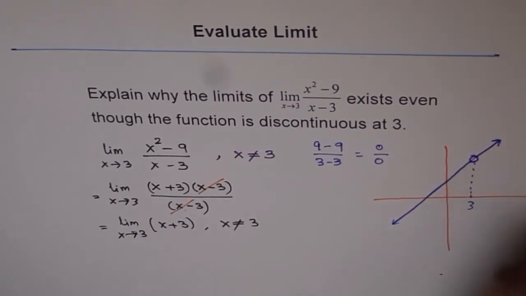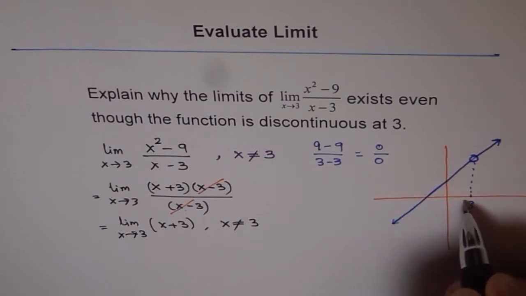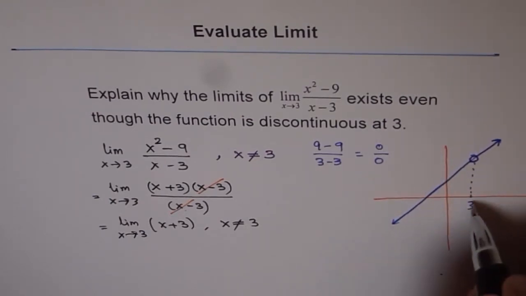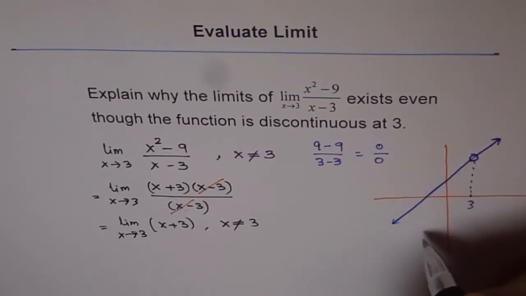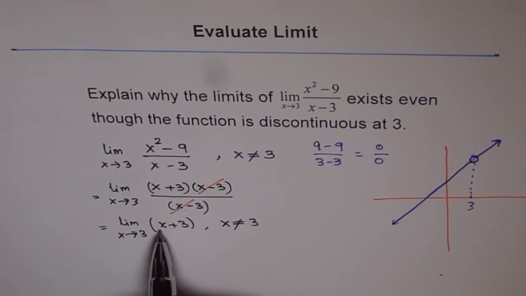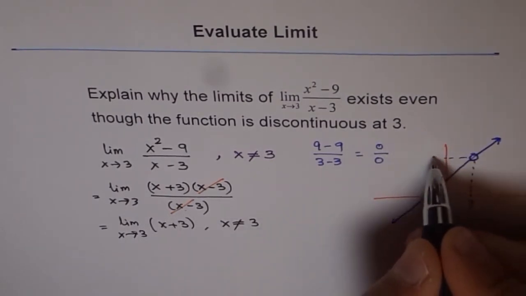Now the question is, can you find the limit of this function? If you approach from the left side, close to 3, which point do you approach? You approach this point. If you approach from the right side, you again approach this point. What is the value of this point? If you plug in x equals 3, 3 plus 3 is 6. So this value is 6.